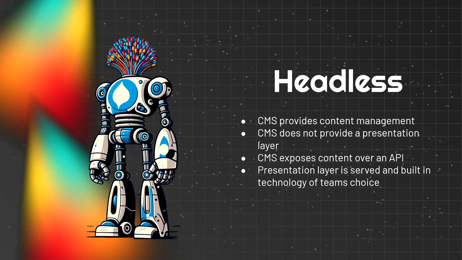On to headless. So this is the one where you buy your robot and they don't give you a head on purpose. They just cut all that off and say, bring your own, build your own. The CMS here is still providing the content management side of things, but the CMS explicitly does not provide a presentation layer. It just says, figure it out yourself, and exposes the content over an API, and then you get to choose the technology of your choice to implement it in.